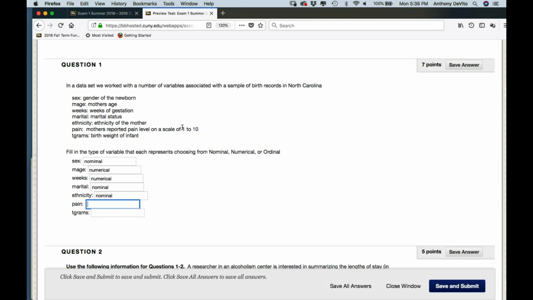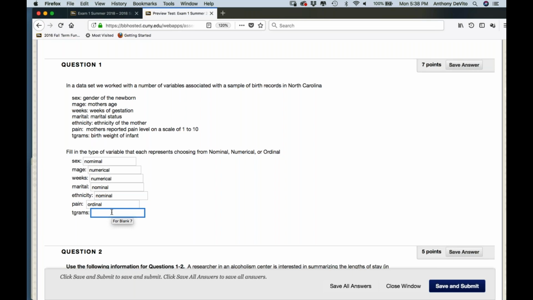Okay, the pain scale, mother's reported pain level on a scale of 1 to 10. Well, it kind of looks like a number, right? 1 to 10, but that number is really subjective. It could have just as easily been a little bit of pain, more pain, a lot of pain, really intense pain, right? Those numbers are really names in a sense. So that pain scale is a special kind of nominal variable that we call, anybody remember what we call it? It's right, ordinal. Good.